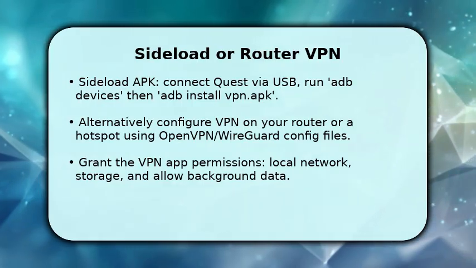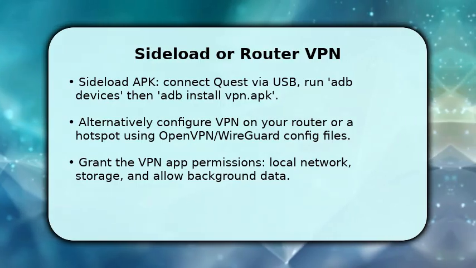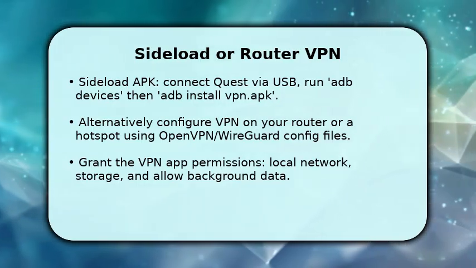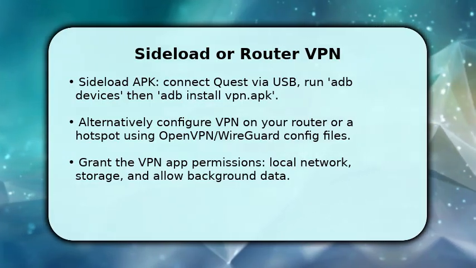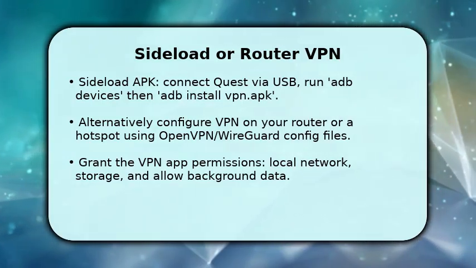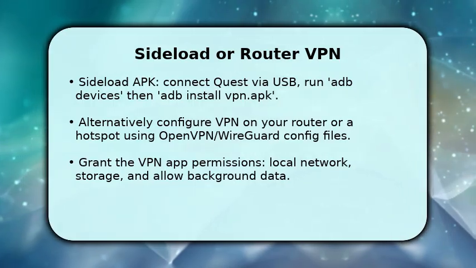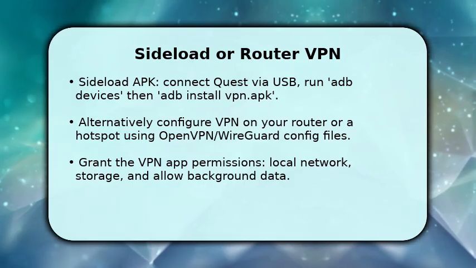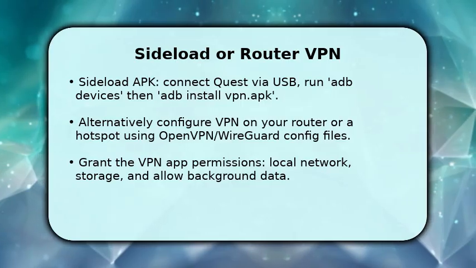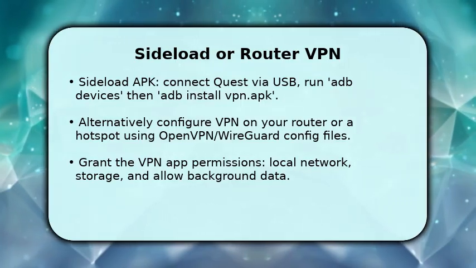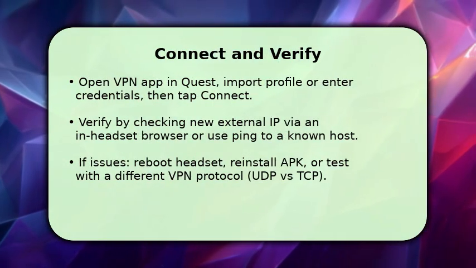If sideloading, connect the Quest via USB, accept the ADB prompt on the headset, then run adb install VPN app from your PC. This installs the client directly. Alternatively, configure the VPN at the router or hotspot level using an OpenVPN or WireGuard profile so all devices benefit. Make sure to grant the VPN app local network and storage permissions inside the headset and allow it to run. You finish by establishing and checking the secure link.